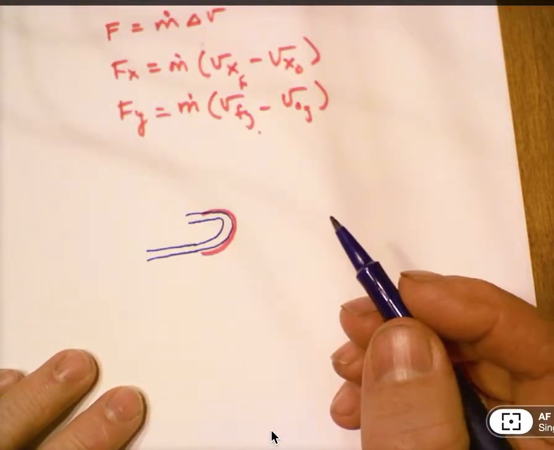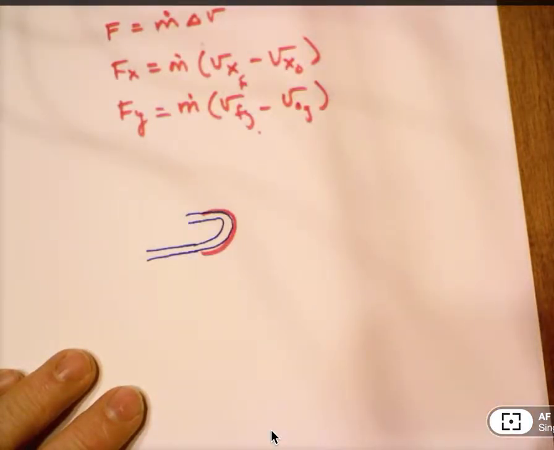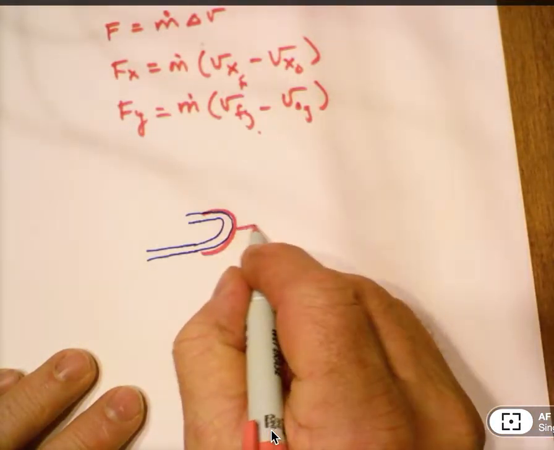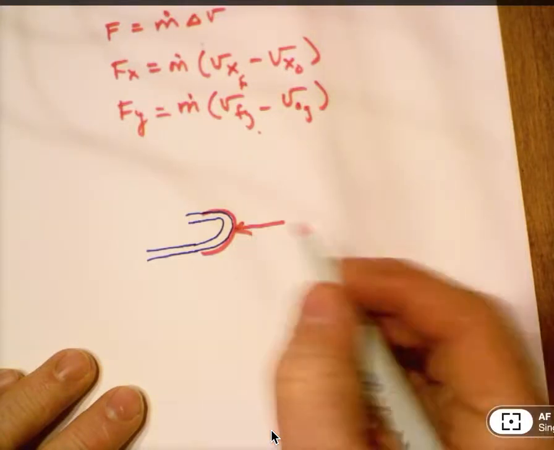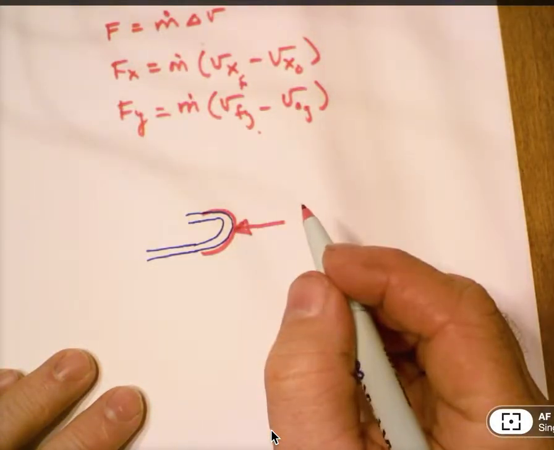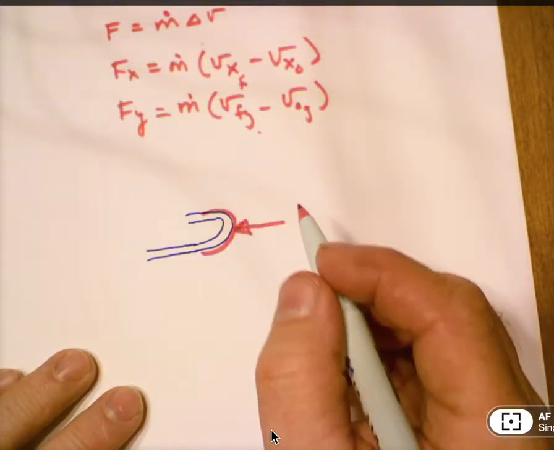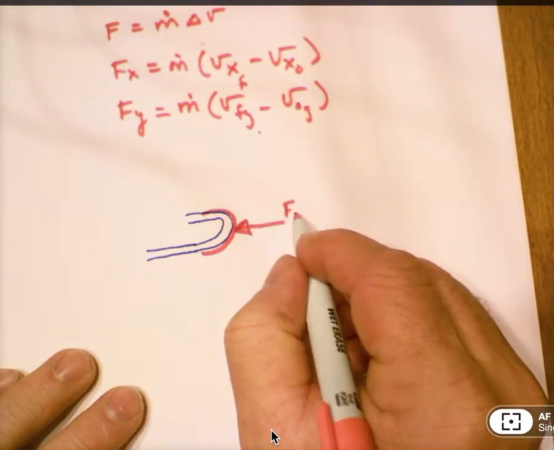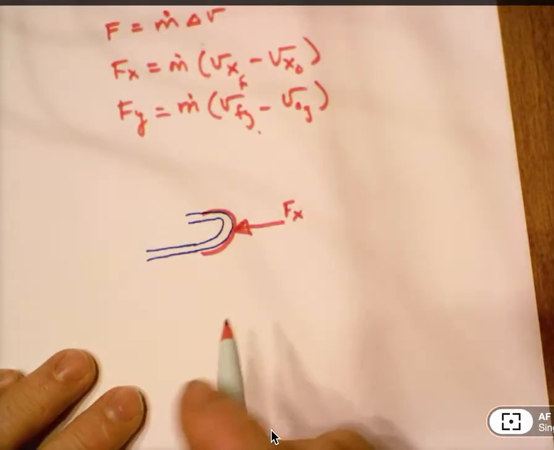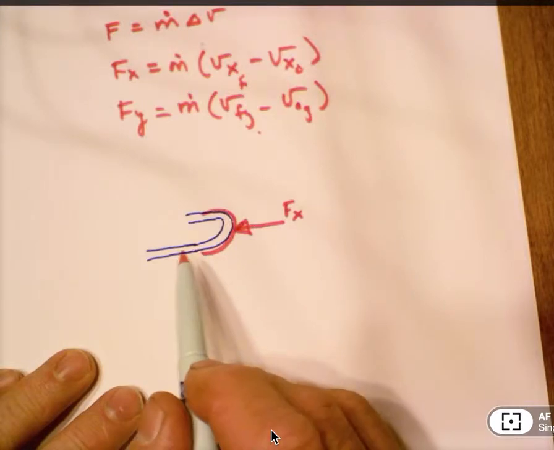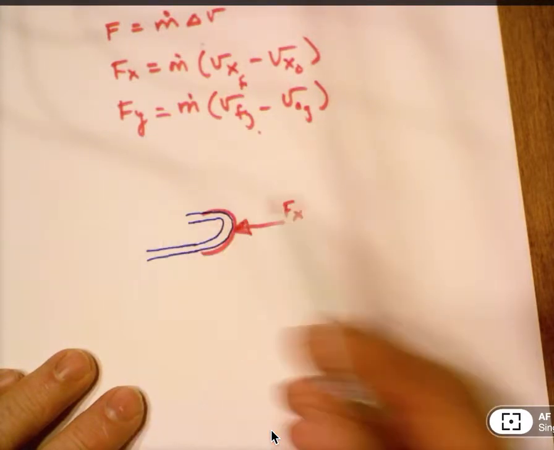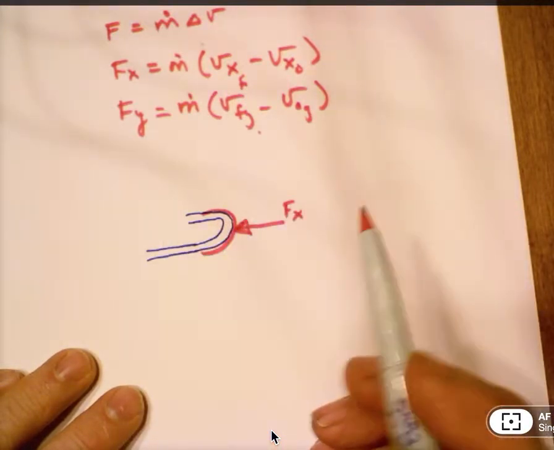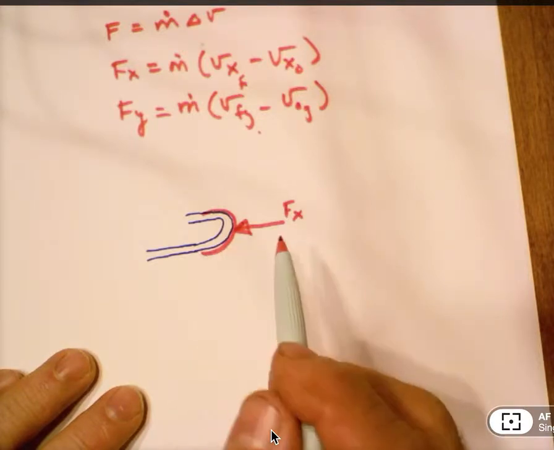Now, if you want to change direction of something, you have to apply a force. And of course, with Newton's third law, we could say that the force that the vane applies to the fluid, and that would be a force in the x direction to the left, because the vane is turning the fluid around, would be exactly the same as the force that the fluid applies to the vane.